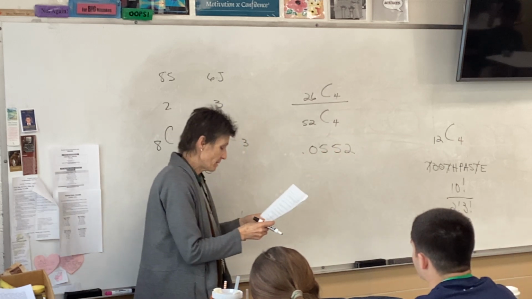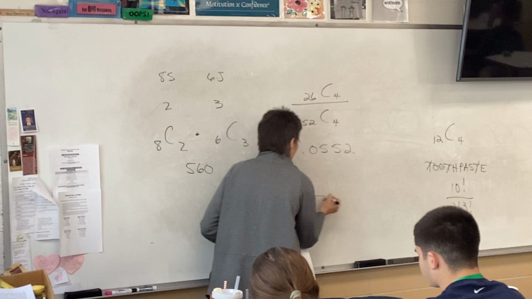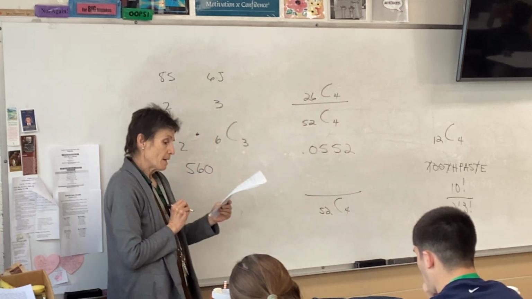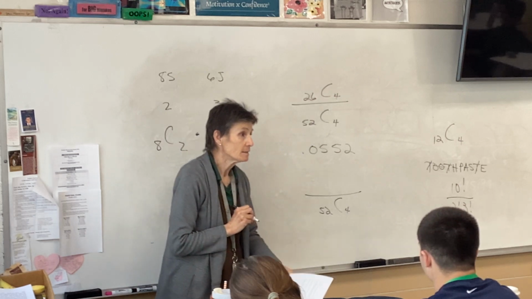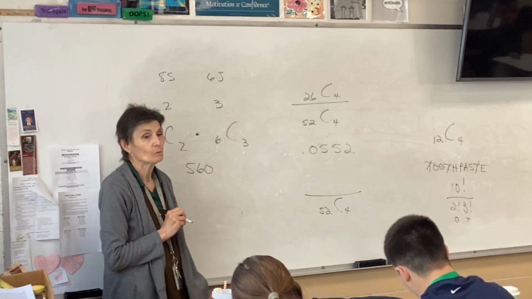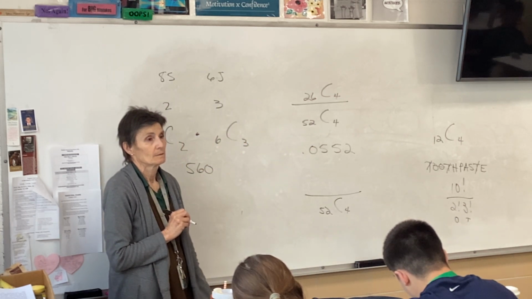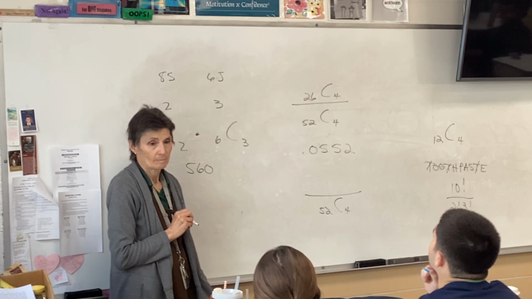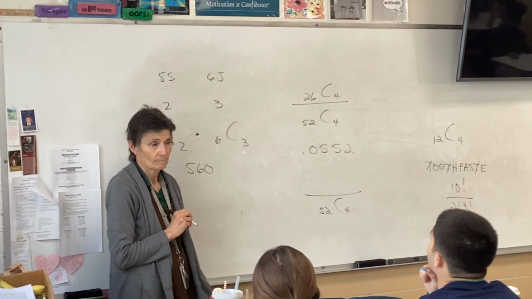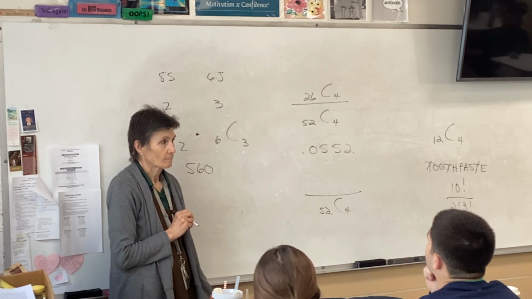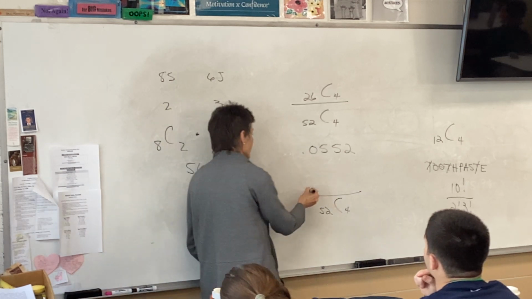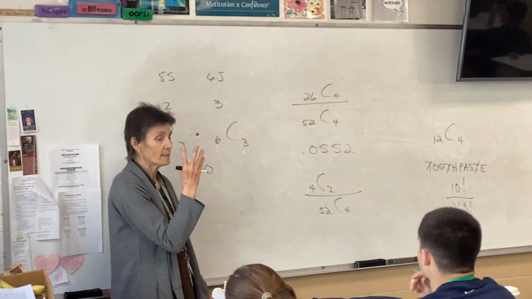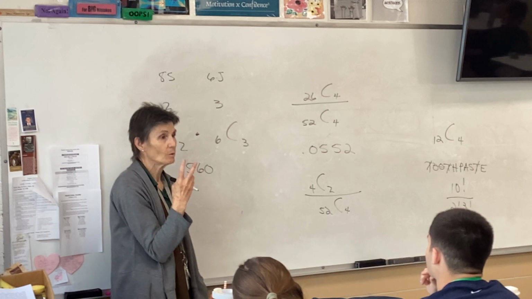All right, what's the probability of a 4-card hand? All right, so here's my 4-card hand, and exactly 2 queens. C2, because why? There's 4 queens, and I'm picking 2 of them.